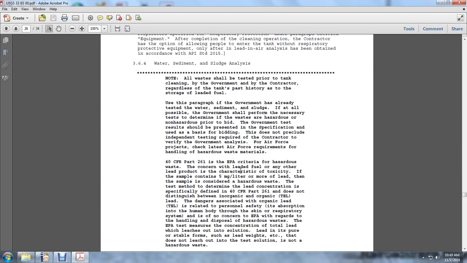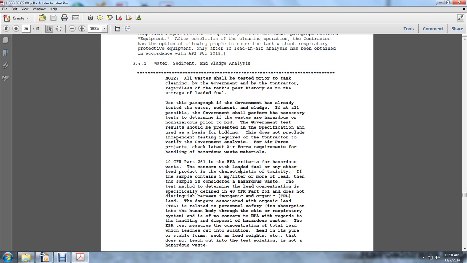The government is also going to test the water, sediment, and sludge, and all possible government tests shall be performed to determine whether the waste is hazardous or non-hazardous prior to the bidding. The government test results are presented in the specification for use as the basis of bidding.